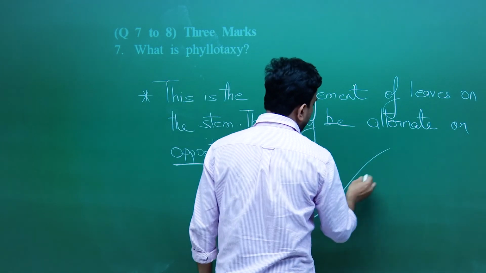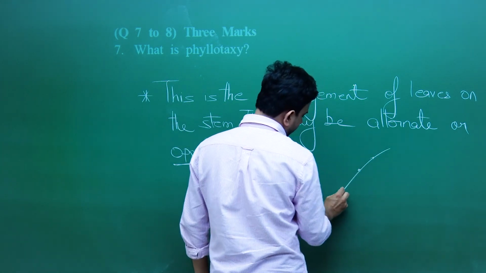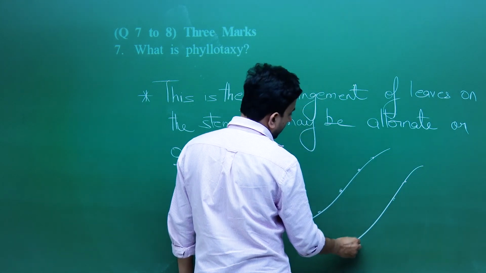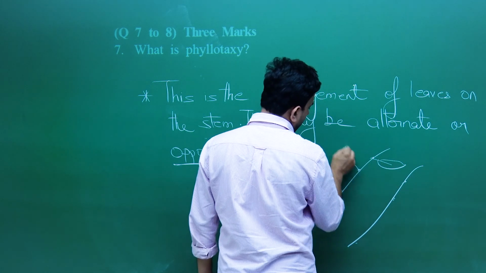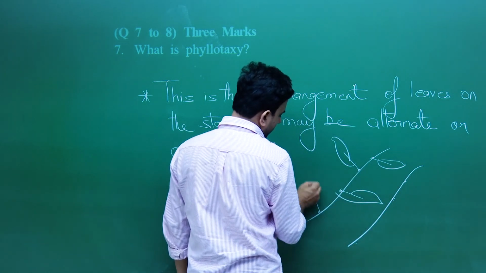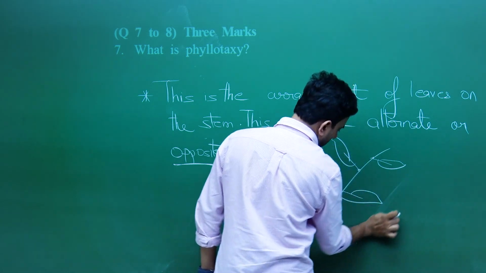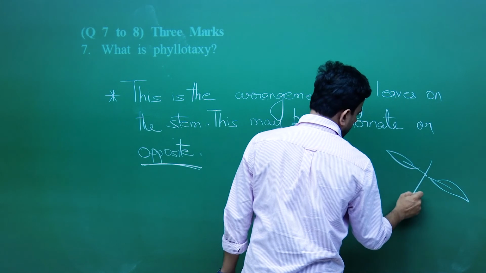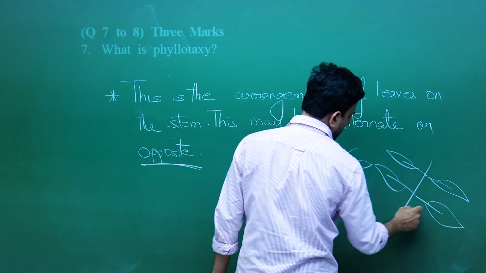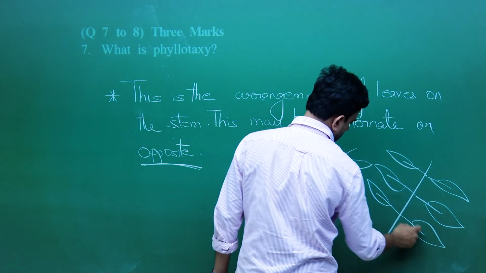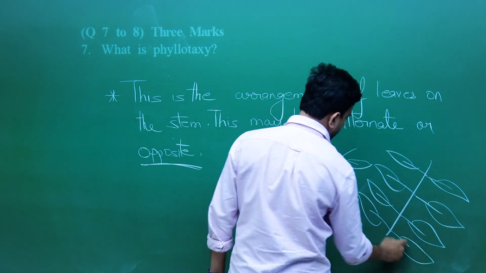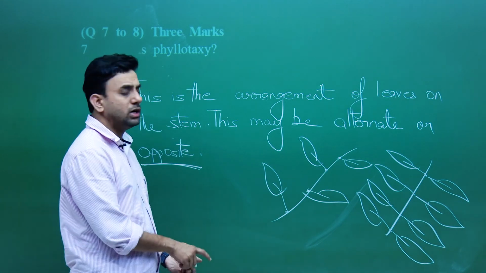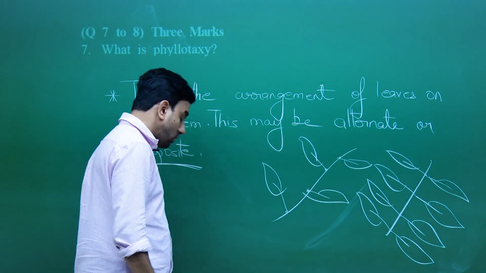So, if this is a stem, and these are the nodes, say we take 4 nodes. In the alternate arrangement, we will see leaves alternately present like this. However, in the opposite arrangement, we will see it like this. That is what we mean by phyllotaxy. So, you can put this in words and this will frame your answer.